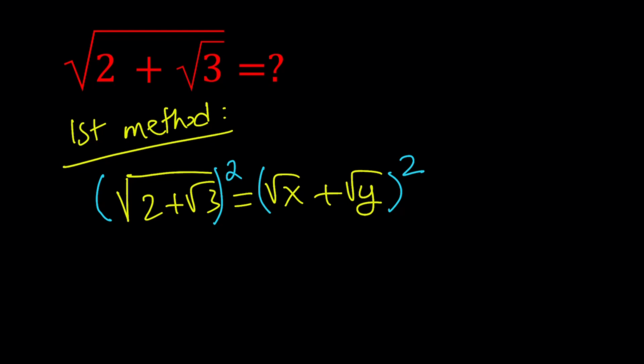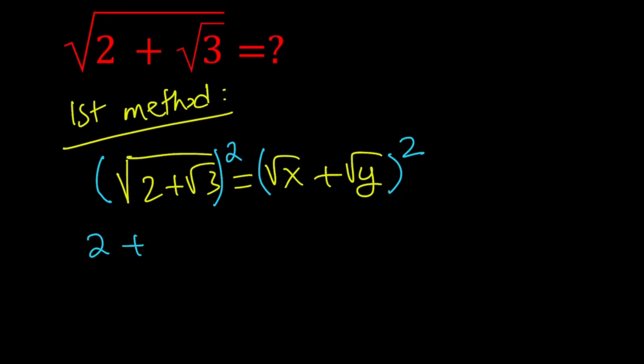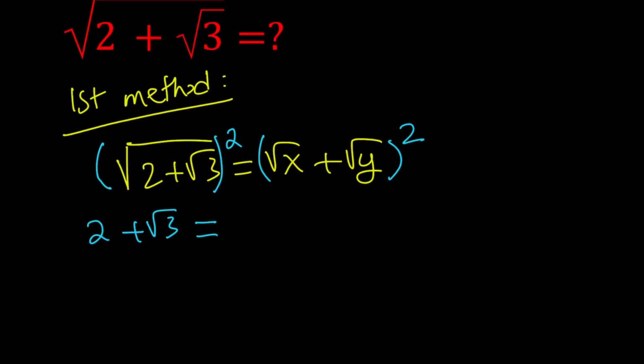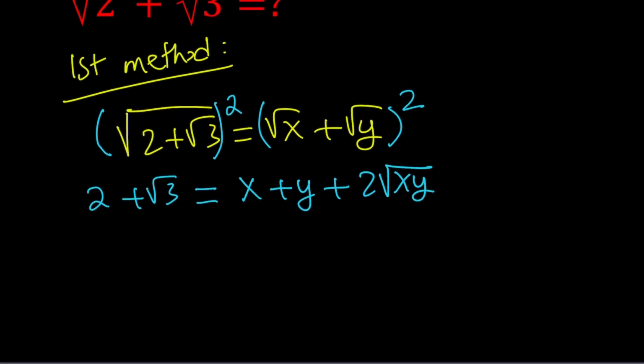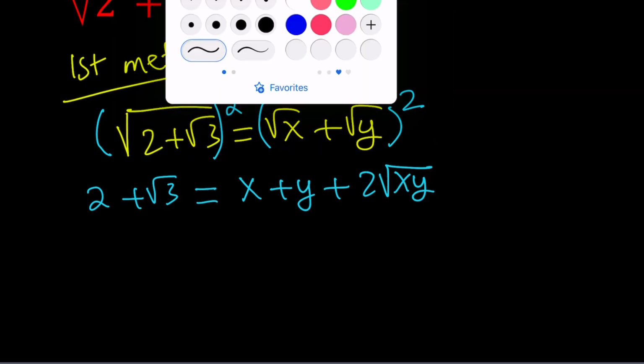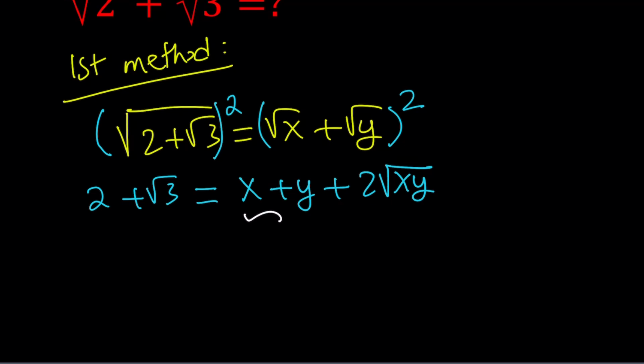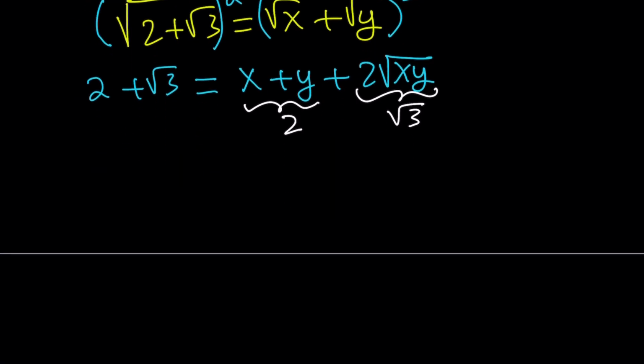Now they're rationals. So when we square both sides, we're going to get 2 plus root 3 equals. On the right-hand side, I'd like to write the first and last terms together. So I'm going to write it as x plus y plus 2 times the square root of xy. So we kind of expanded it. Now, from here, since x and y are rational numbers, we can compare them in the following manner. x plus y needs to be 2, and 2 times the square root of xy needs to be square root of 3. That gives us a system, and it looks like this.